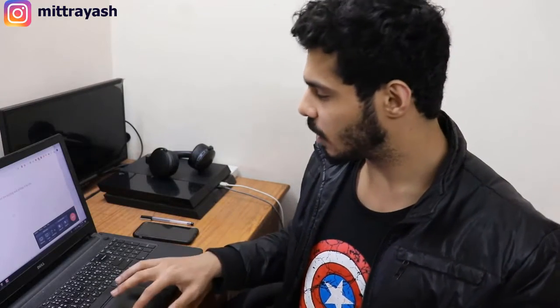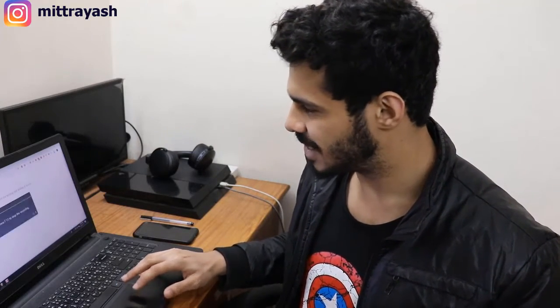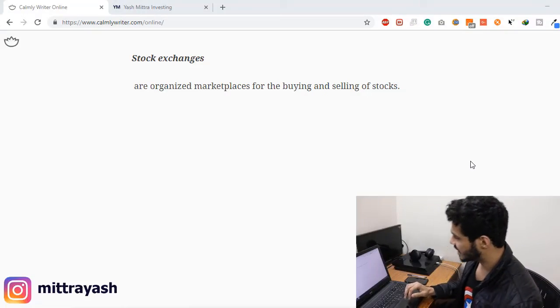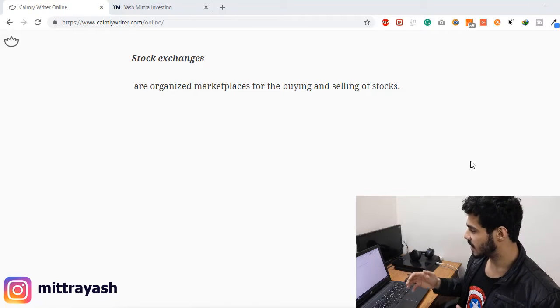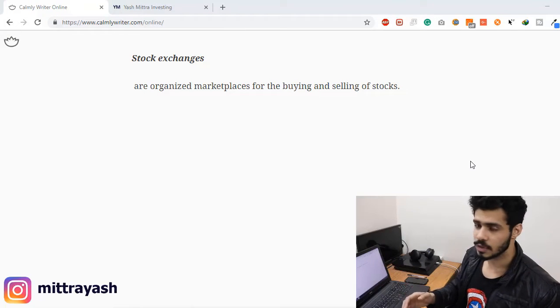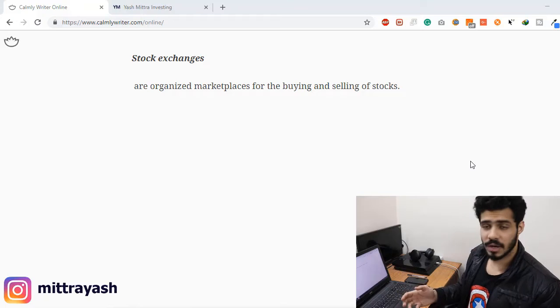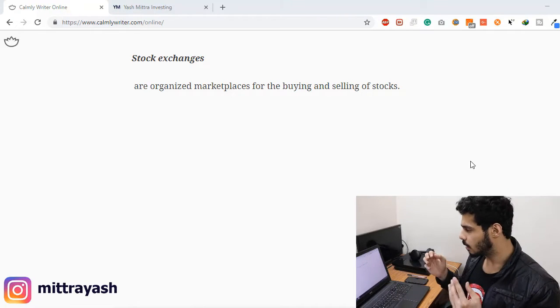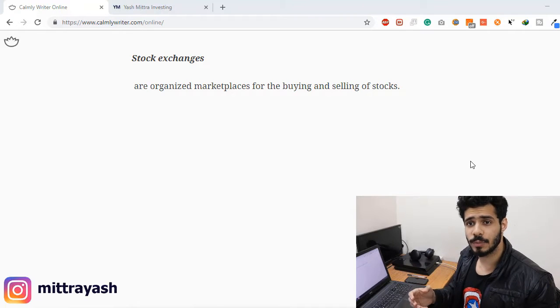Alright, so first we're gonna take a look at stock exchanges, and let's go onto the computer and look over here. As you can see, stock exchanges are organized marketplaces for the buying and selling of stocks. It seems very simple, right? Organized marketplaces where you can buy and sell stocks or securities. Let me give you some examples and it would be so much easier.